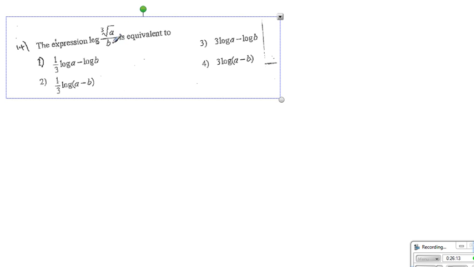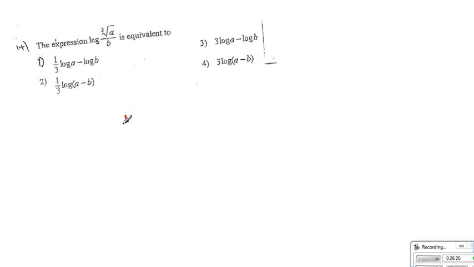Here we have this one, we have to decompose that. Then the cube root becomes 1/3, but that's only affecting the value a, so we have 1/3 log of a, and then minus log of b, because that's the denominator. Alright, so in that case, our answer becomes choice number 1.